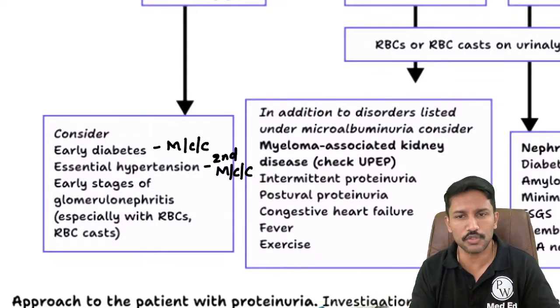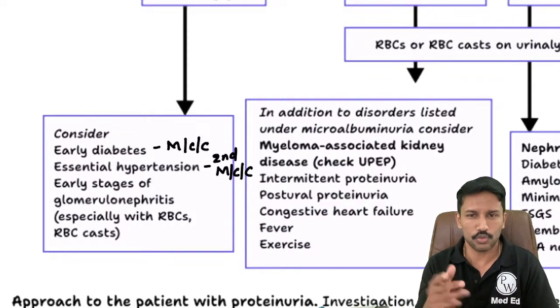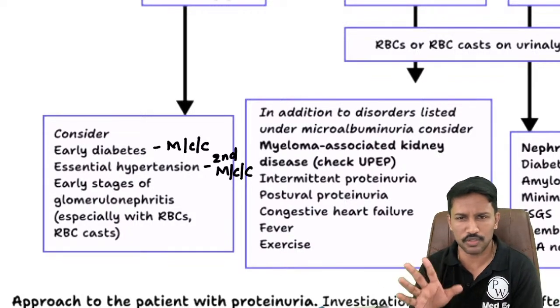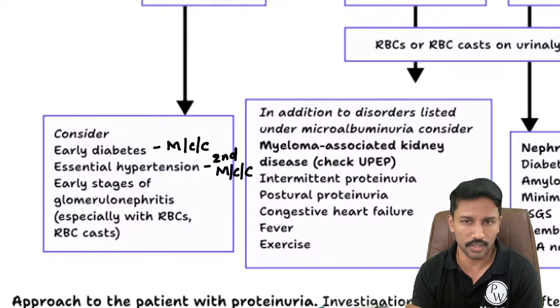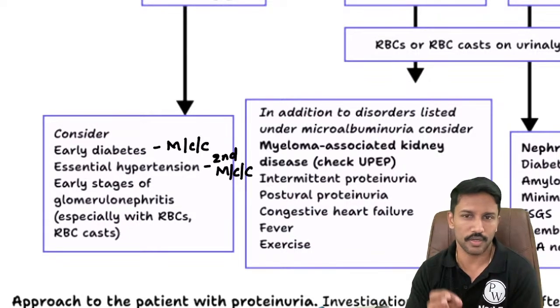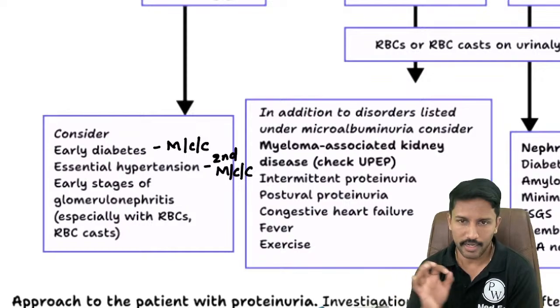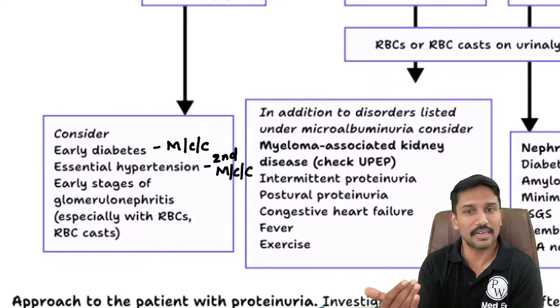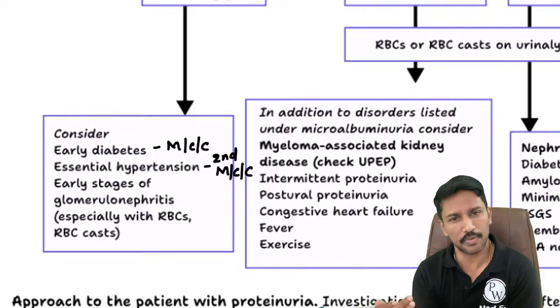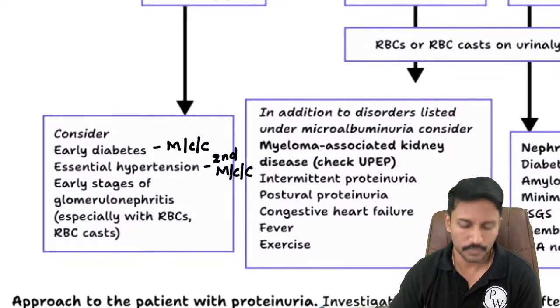So whenever someone comes to you with a urine report and it shows dipstick 1 plus, 2 plus, 3 plus, that means there is proteinuria, right? Ask them to do a 24-hour urine albumin or urine albumin creatinine ratio. And if the ratio falls in the micro range, the first thing that should come to your mind is, is he a diabetic, is it well controlled, is he a hypertensive, is it well controlled? Okay.